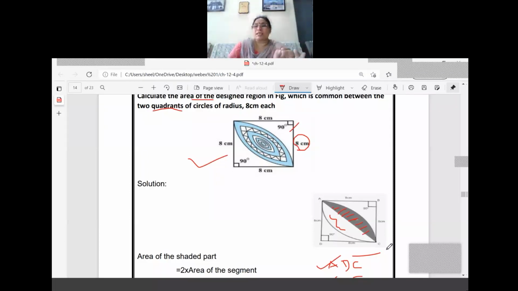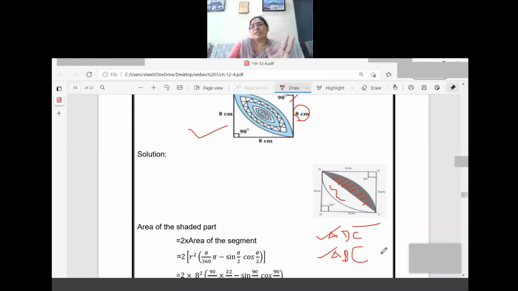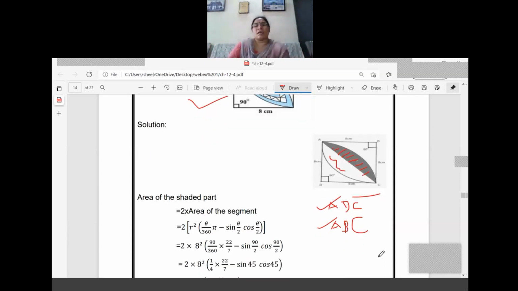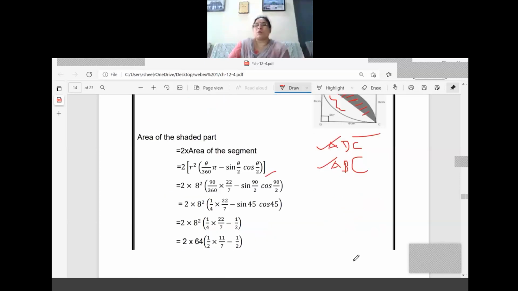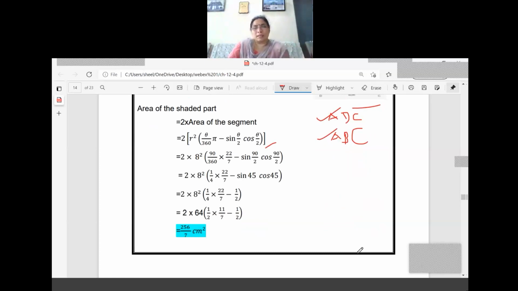The shaded part, if you consider AC, is a segment part, for sector ADC. Similarly, the unshaded part AC is a segment for ABC also. So now you got two segments, and we have to calculate the area of two segments. So the same formula: 2 into r square into [theta by 360 pi minus sine theta by 2 cos theta by 2]. Substitute the values, theta 90, radius 8. And after the simplification, what we are getting? 256 by 7 centimeter square.